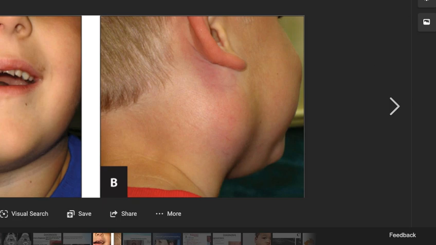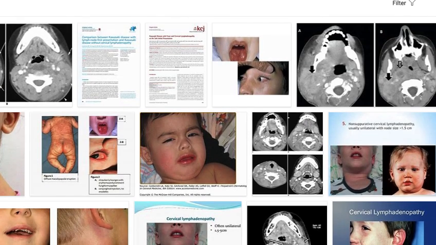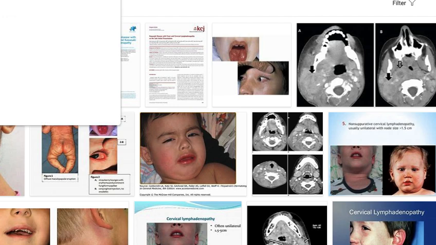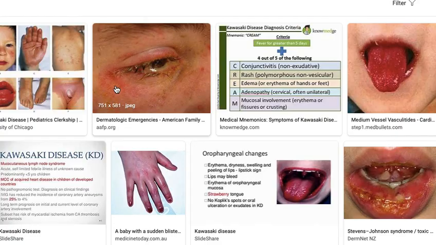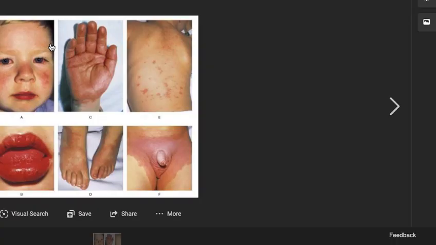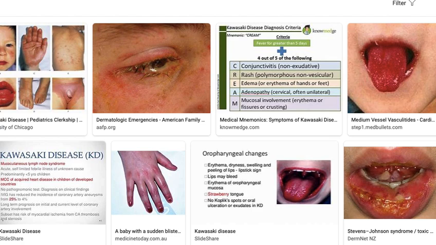And last is M for mucosal involvement. I told you, I show you how the mucous membranes look like. Okay, mucosal involvement. I will show you again. So see, their mucous membranes are involved. See, inflamed mucous membranes. Okay, inflamed hands, palms of the hands. So this is how Kawasaki disease looks like.